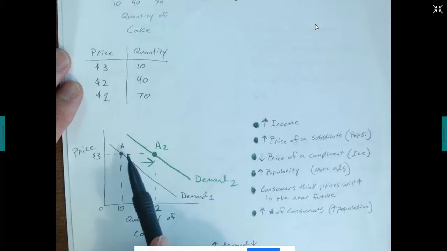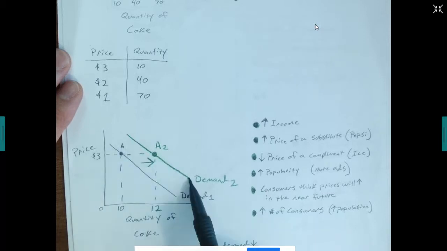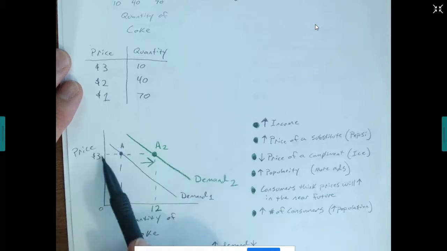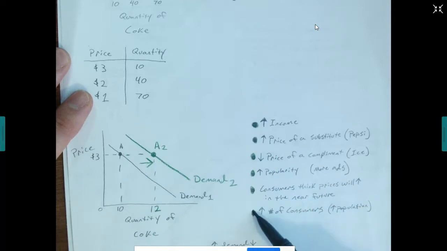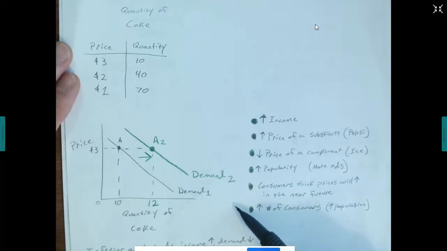We can see that all of demand could increase if it would shift to the right. A decrease is a leftward shift of demand. Demand is moved by these factors over here. Again, this should all seem logical.